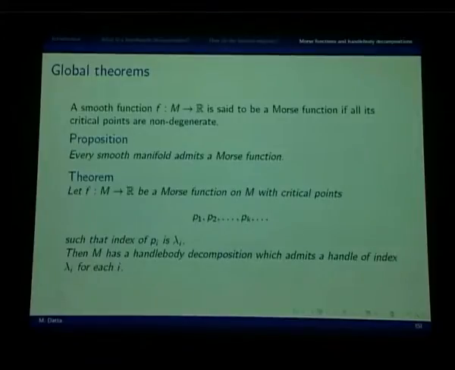So, if f is a Morse function on a manifold M with critical points P1, P2, ... Pk, so there may be countably many. See, one point I forgot to mention, that critical points of Morse functions are isolated. So, if Pi has index lambda i, then M has a handle body decomposition which admits a handle of index lambda i for each i. So, what we have just observed for a torus, that is true in general.